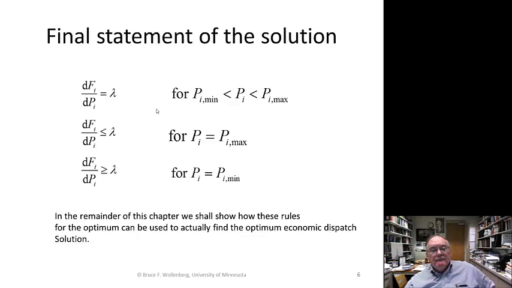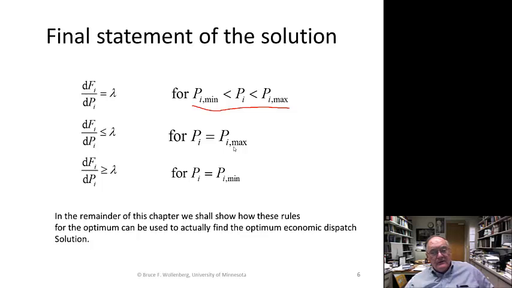Well, there's more to it than we've already gotten into. If the unit is not at either limit, so it's actually within, so now I don't have these equal signs in here. If it's literally between the limits, then the derivative will equal lambda. The derivative equals lambda. If the derivative is less than or equal to lambda, then we're at the max.